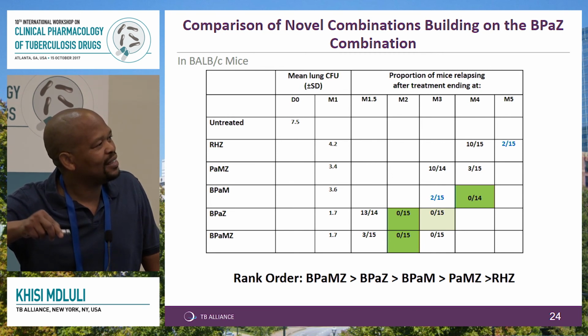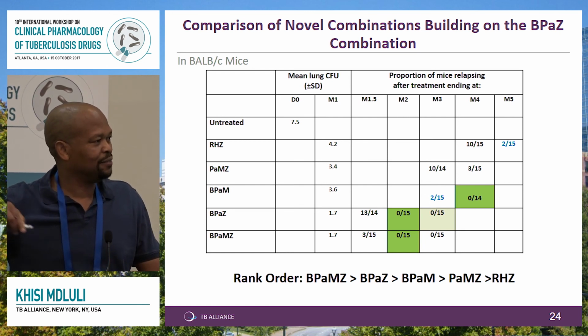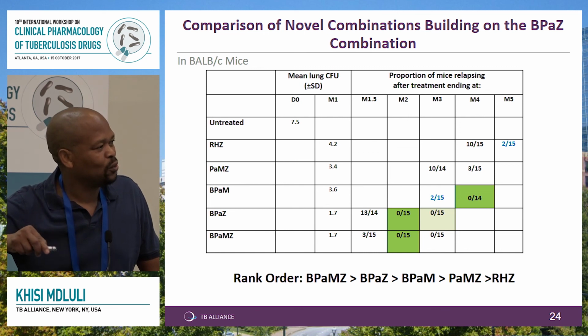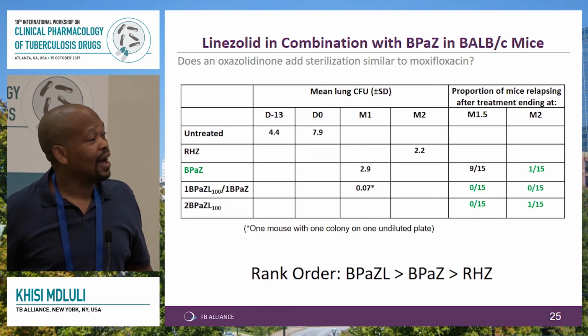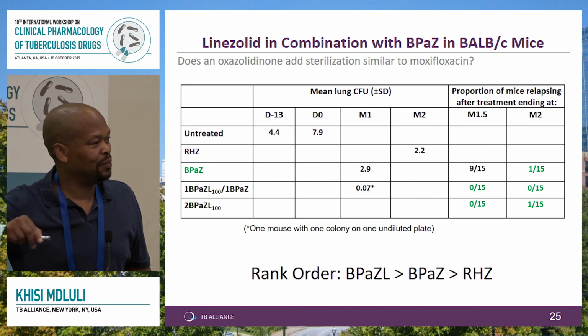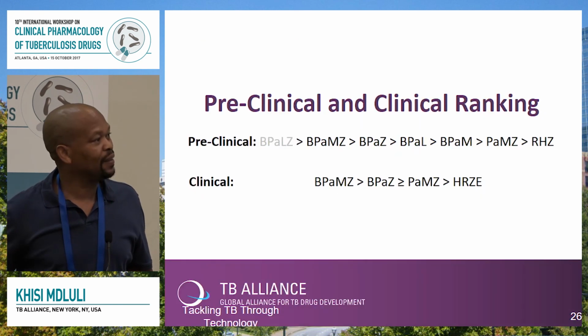So when you take these together, if you look at PAMZ, which we also took to the clinic, it is worse by about 3 months compared to BPAMZ and BPAZ. So this is the ranking that you would come up with. BPAMZ is better, followed by BPAZ, then BPAM, then PAMZ, and then the standard of care. I just told you about this new regimen as well, BPALZ, which is also good, almost as good or slightly better than BPAMZ, so that would be its ranking.